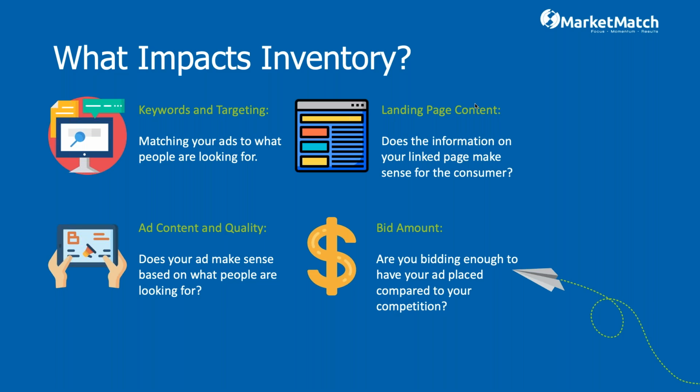So are you bidding enough to have your ad placed compared to the competition? All digital advertising these days is an online auction. It's a marketplace auction. Based on the parameters that you've put in place for targeting, the advertising platform is going to take a look at that and then compare it to what the competition is offering and then place your ad based on that.